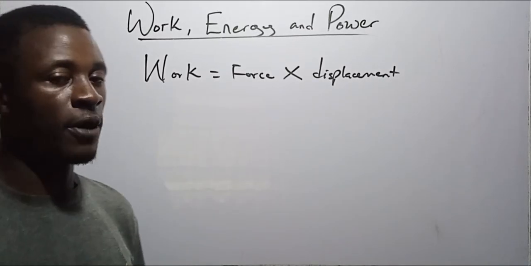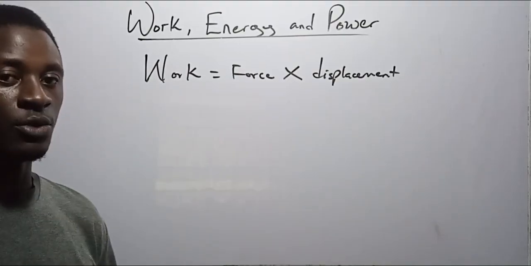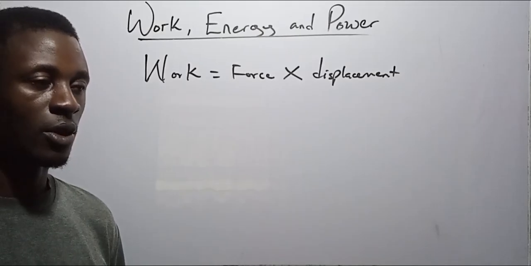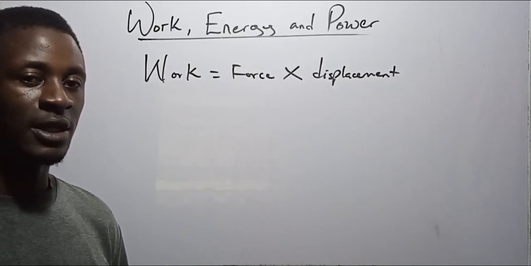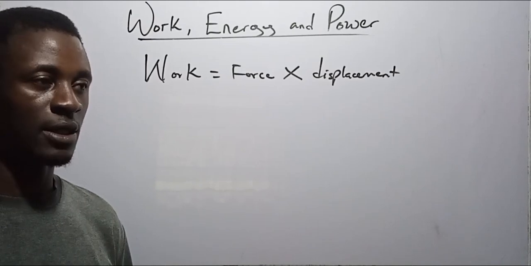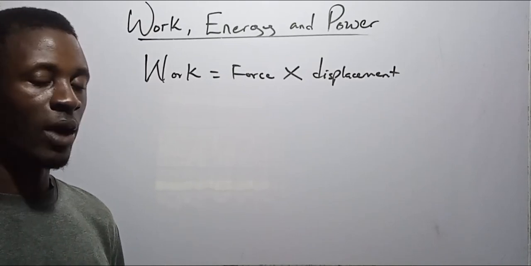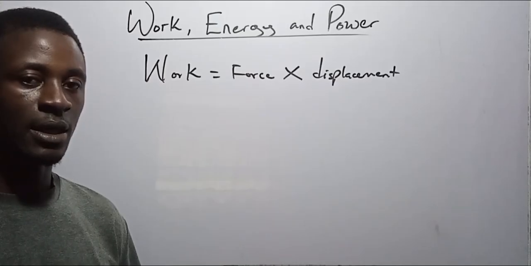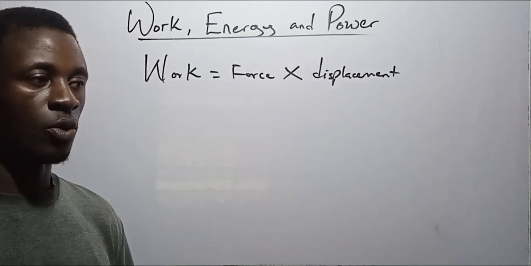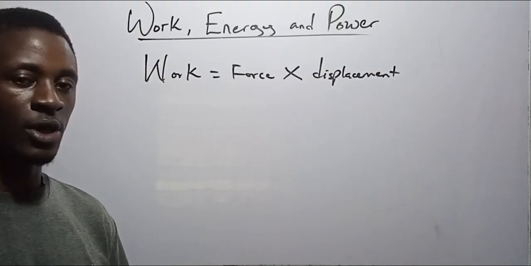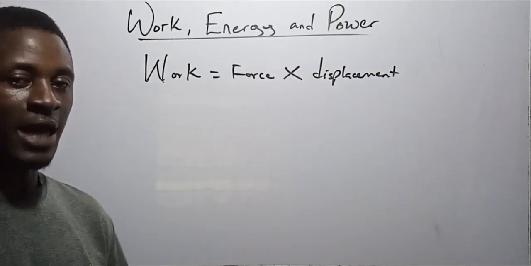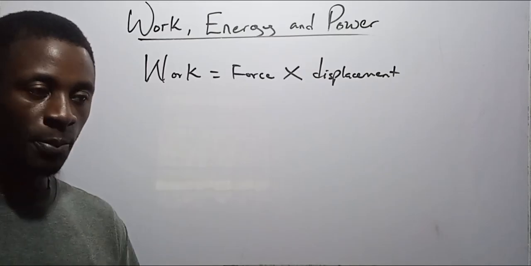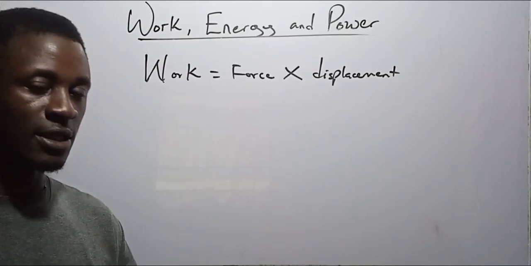Now, force can do different kinds of work. Force can do positive work, and force can do negative work. What do I mean? When a force decreases the speed of an object, that's negative work. When a force increases the speed of an object, that is positive work. Force can make an object speed up, and force can decrease the speed of an object.